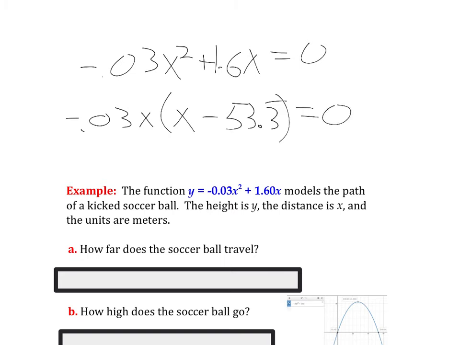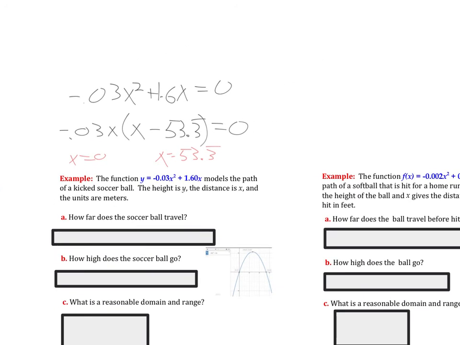So if I did not have any sort of graphing capability, I could still figure out my x-intercepts are 0 and 53.3. All right, so now we've done that by hand. Then we could find the vertex. Well, vertex, again, we can use the opposite of b over 2a. For this problem, our b value is 1.6, our a value was negative 0.03.